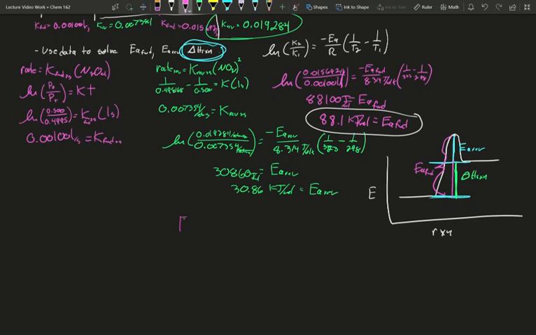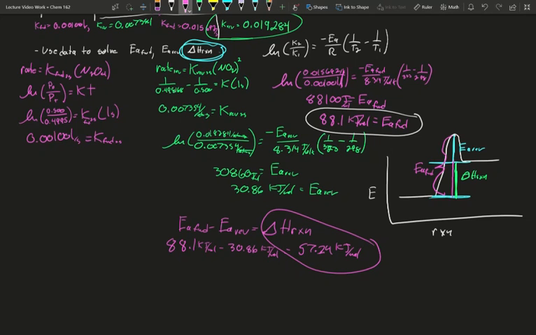So we could solve it by saying energy of activation forward minus energy of activation reverse, in this case, is going to equal our delta H of reaction. We can plug that in. 88.1 kilojoules per mole minus 30.86 kilojoules per mole is going to give us 57.24 kilojoules per mole. Using our energy of activation data we got from our rates, we can calculate our delta H of reaction as well.